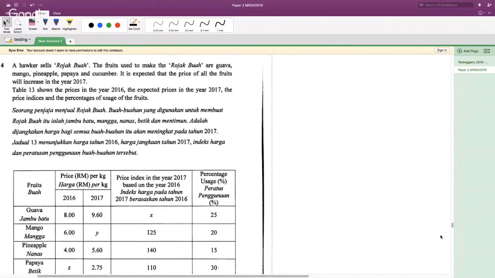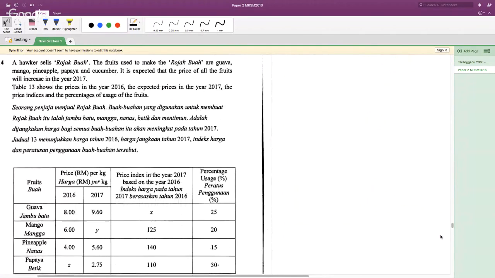Okay. A hawker sells the rojak bois. So you know rojak bois should have a lot of bois there. And I'm so hungry and I see this one, I go into even more hungry. Okay, so the fruit used to make the rojak bois are guava, mango, pineapple, papaya and cucumber is very normal.